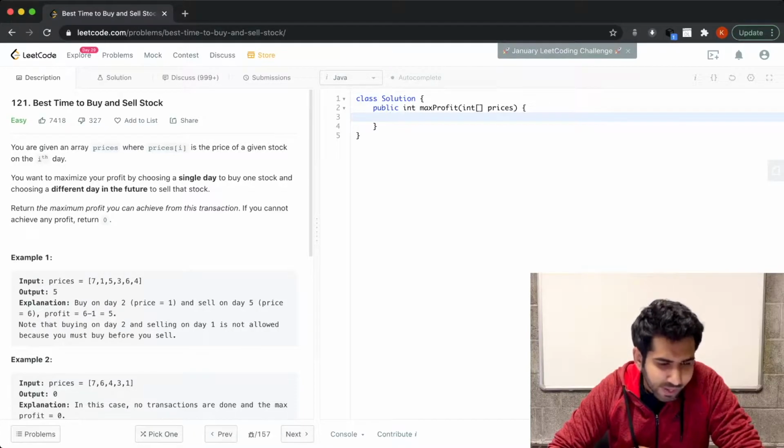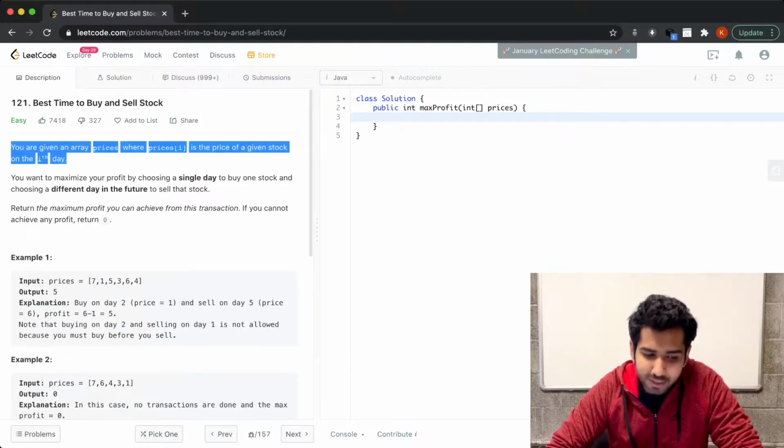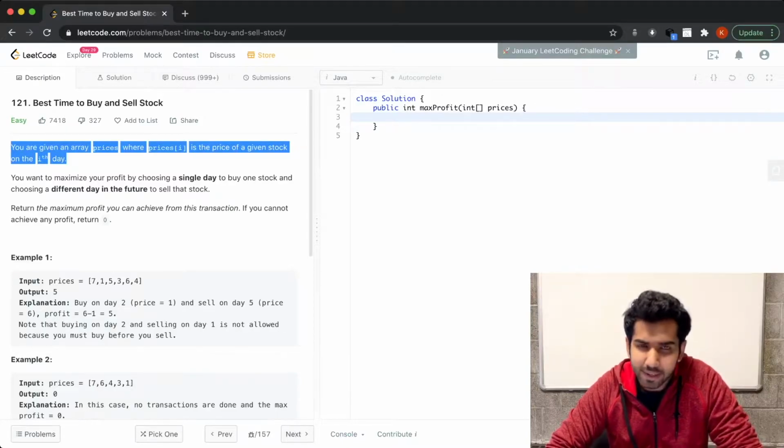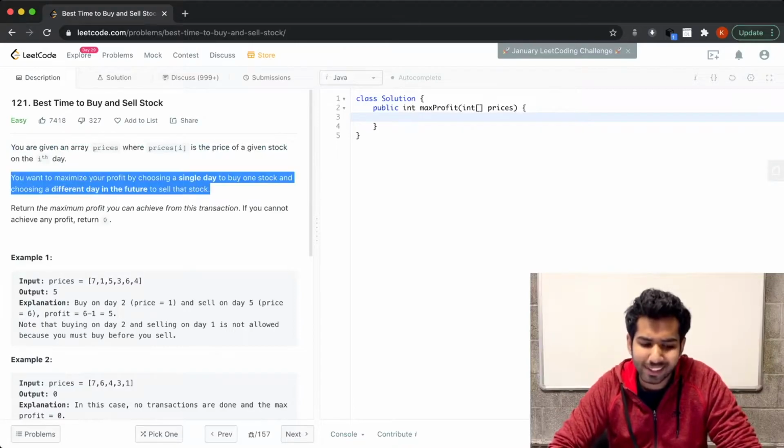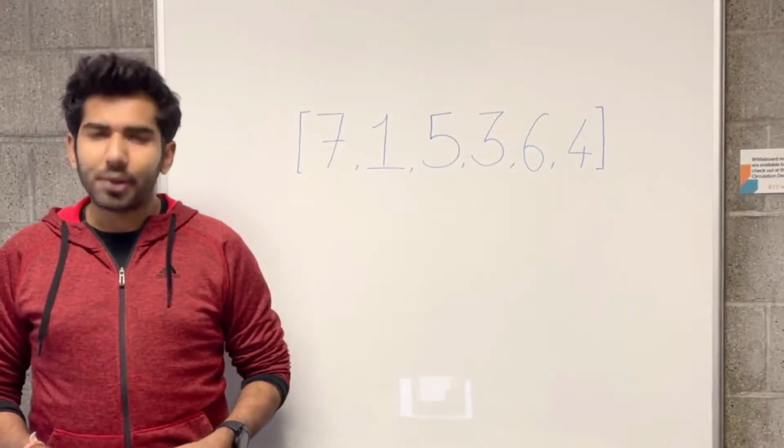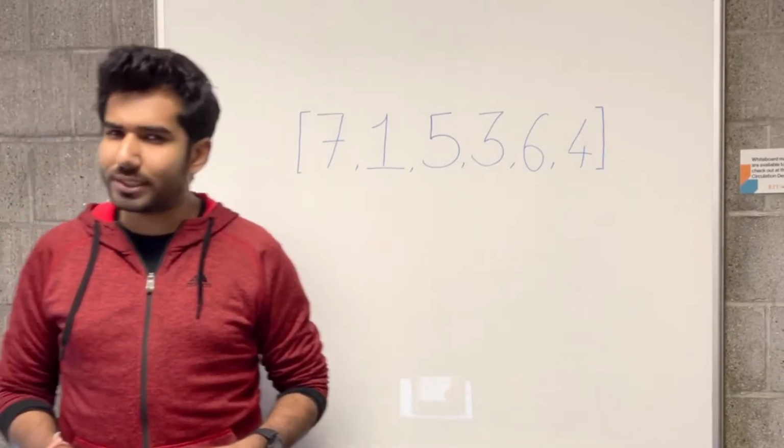So you are given an array prices where prices[i] is the price of a given stock on the ith day. So basically we will be given an array and the values of that array will be prices of the stock on different days. Okay, you want to maximize your profit by choosing a single day to buy one stock and choosing a different day in the future to sell that stock. So we're supposed to do only one transaction here, and we just need to buy and sell the stock to get the maximum profit.